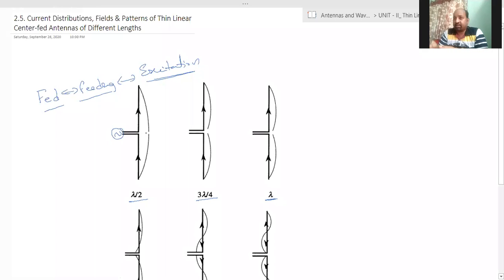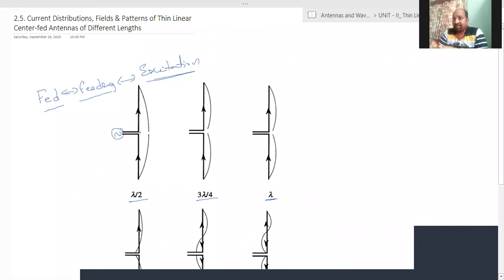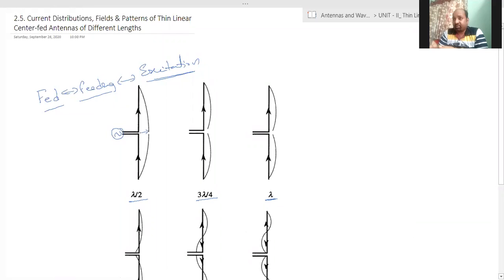You can see here, at the center the current is maximum. For a half wave dipole it is maximum at the center, and at the ends it tapers off. That means current decreases at the ends. For all the dipole antennas shown in the figure, the current approaches zero at the ends.